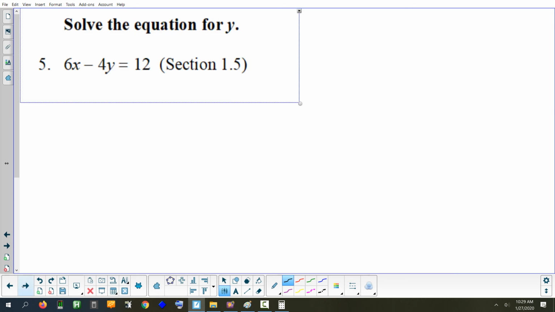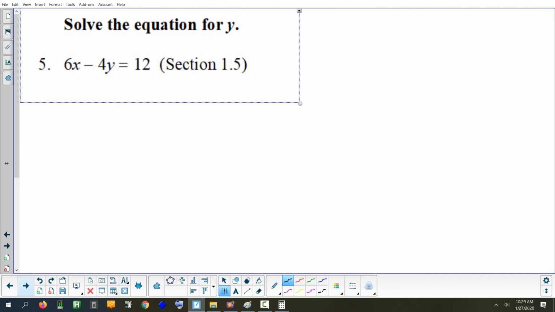Okay, let's look at 5. Solve the equation for y. Basically what you're doing here is rewriting it in y equals mx plus b. We hadn't studied that yet in section 1.5, so I didn't teach it to you that way. But that's what you're doing.